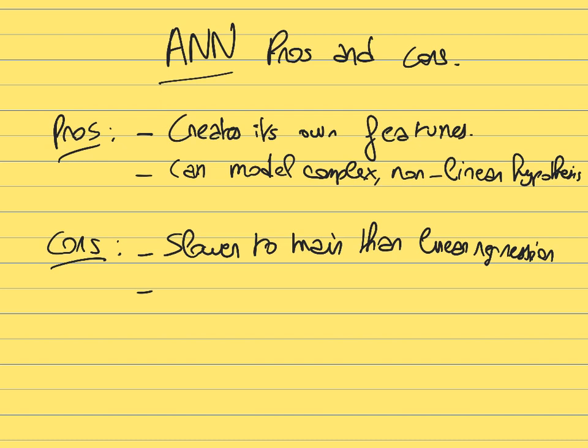The other major drawback as compared to linear regression is that it needs a lot of training data. If you don't have several thousands or hundreds of data points, then it's going to be very challenging to use an artificial neural network, because there are a lot of parameters in an artificial neural network. So since there are a lot of parameters, you need a lot of data.